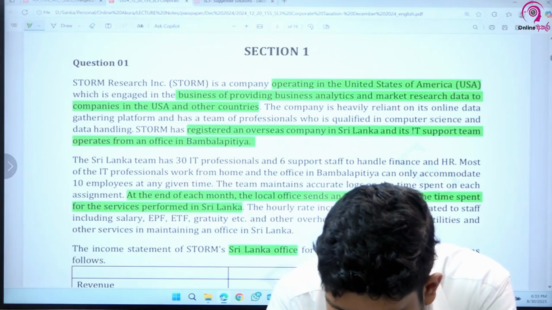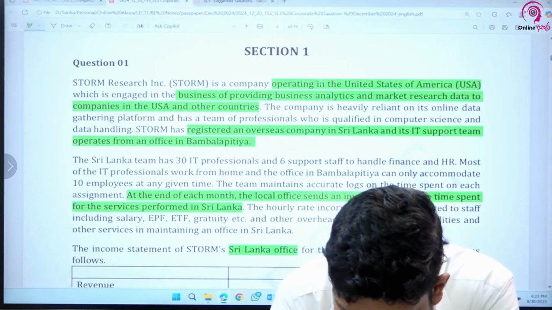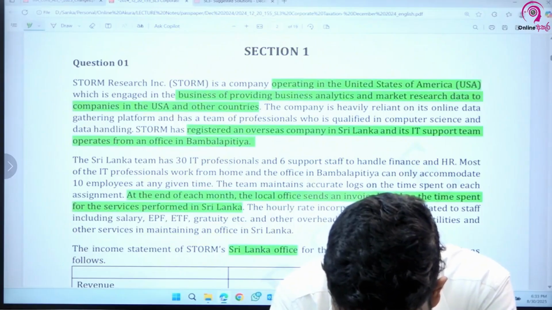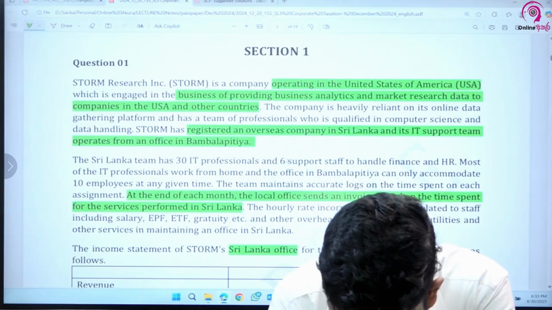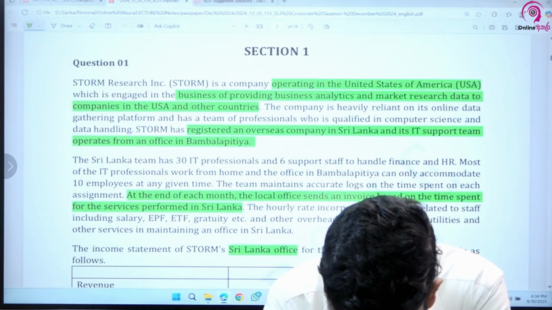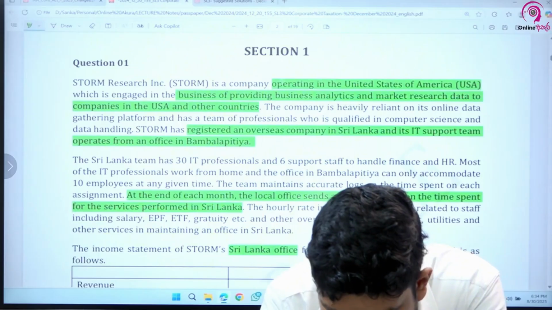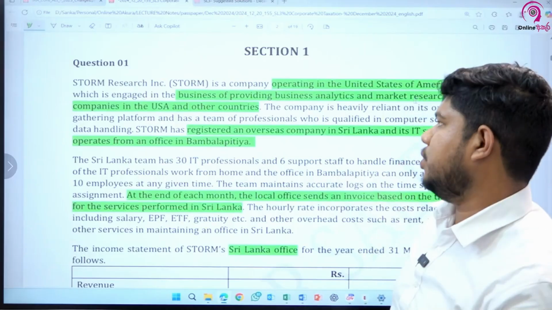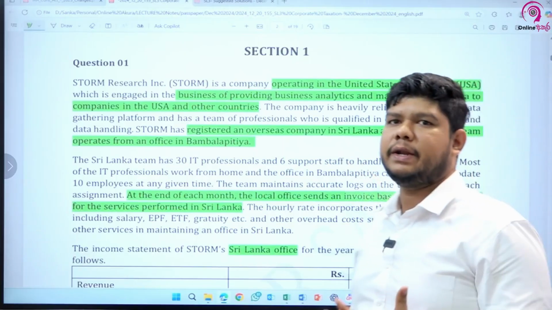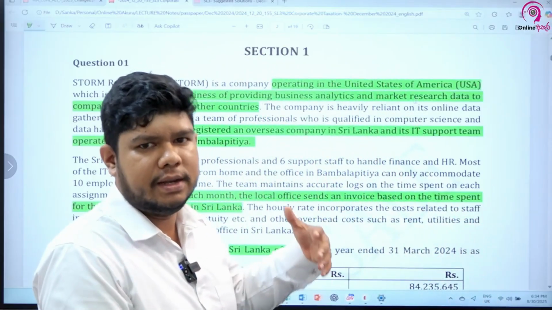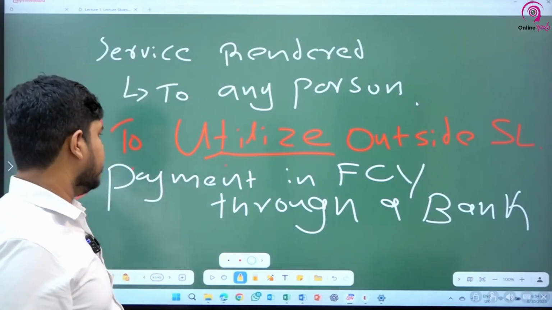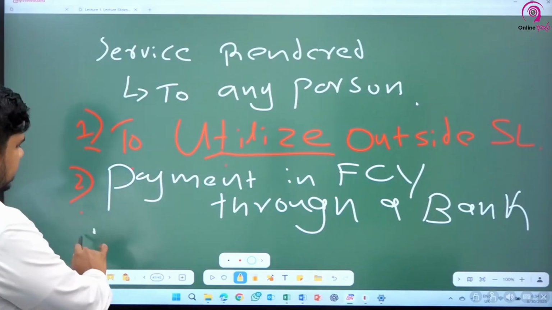The overseas company is registered in Sri Lanka and its ITSM operates from an office in Bambalapitiya. They are in the business of providing business analysis and market research. The Sri Lankan company, we can assume, is also providing the same service, and this has been utilized by their head office, a separate entity, as I explained earlier. They have utilized it in a foreign country. So it is utilized outside Sri Lanka, so entitled for the lower tax rate, right? This is for your understanding.